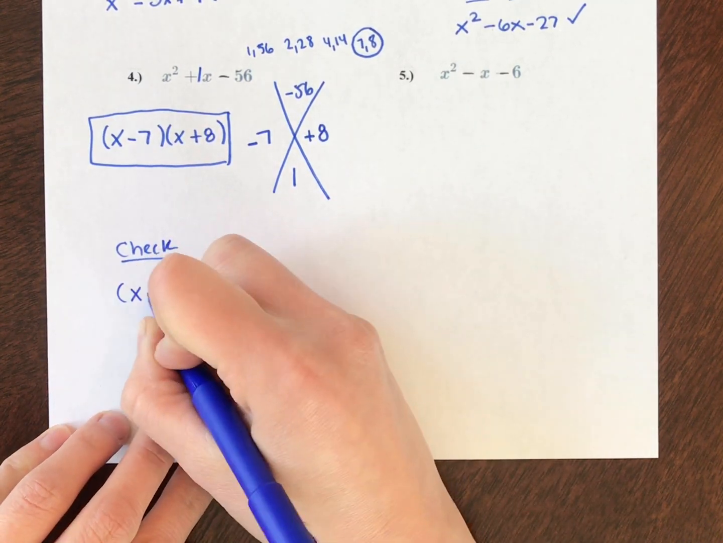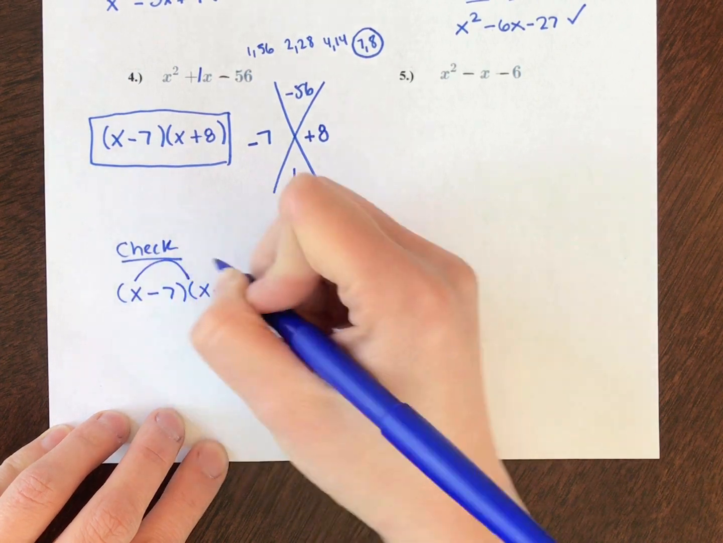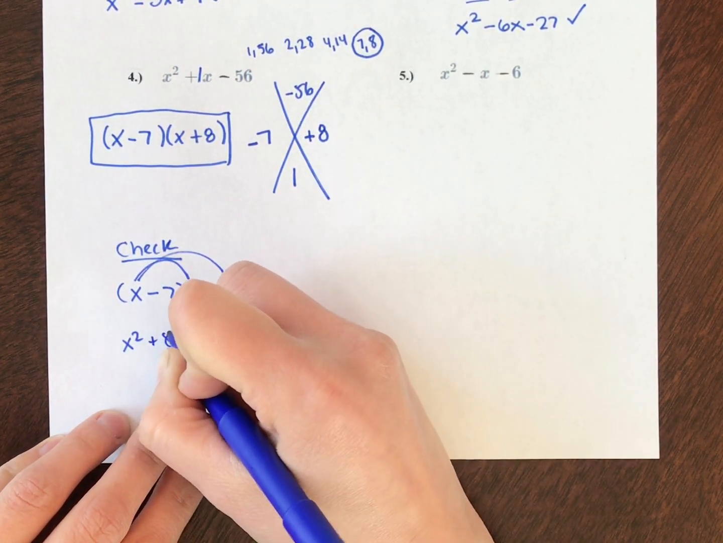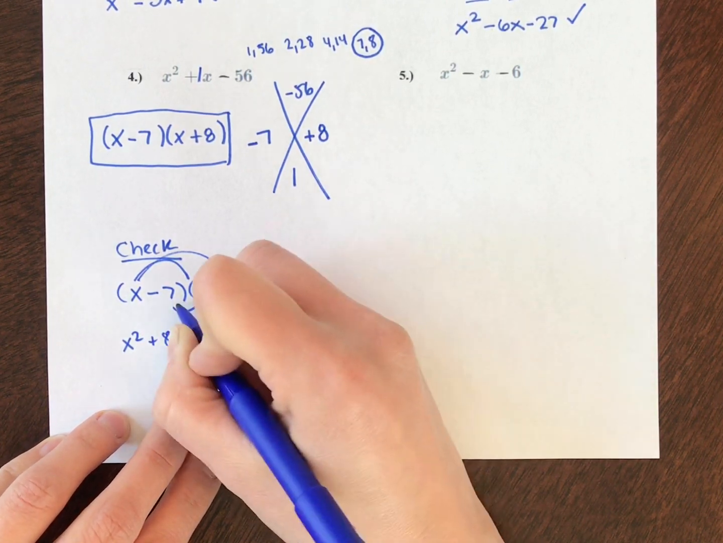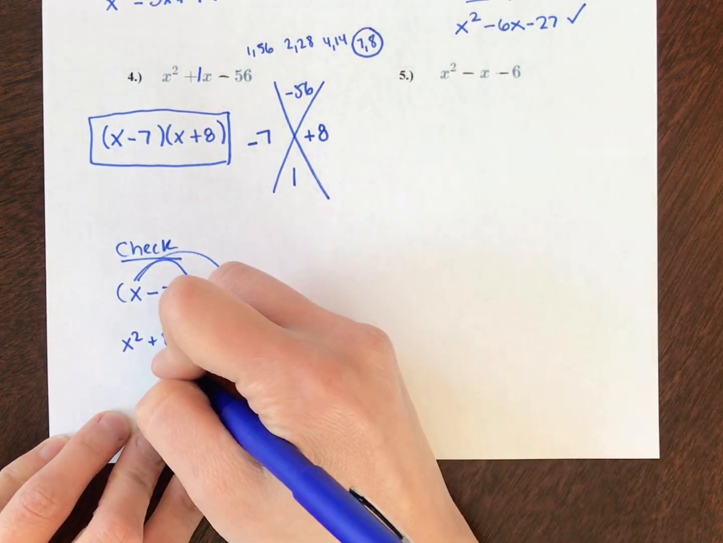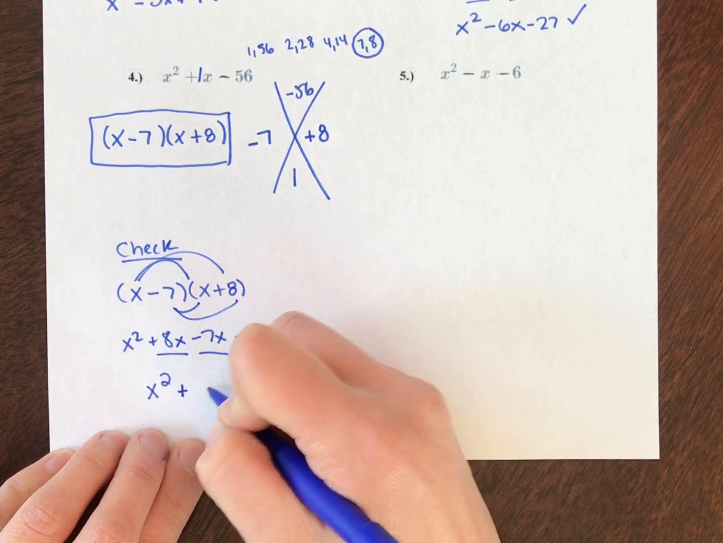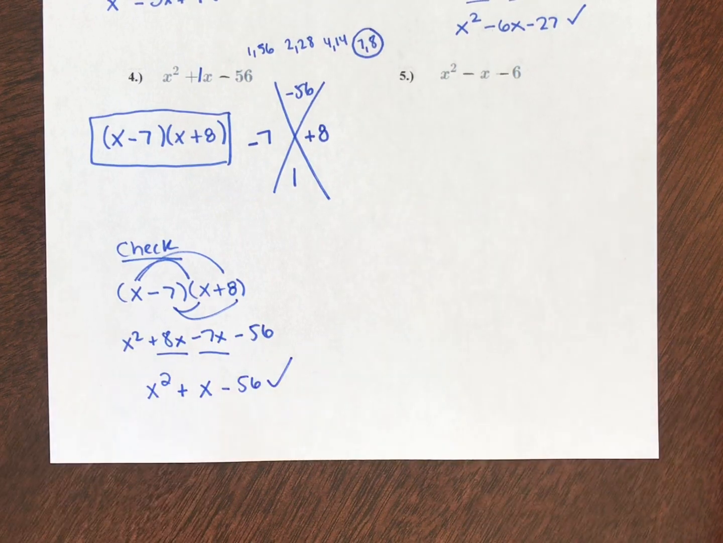All right, so I'm going to FOIL x minus 7 with x plus 8. X times x is x squared. X times 8 is 8x. -7 times x, -7x. And -7 times 8, -56. Plus 8 minus 7. That's definitely going to give me that 1x in the middle, minus 56, so that works, okay?